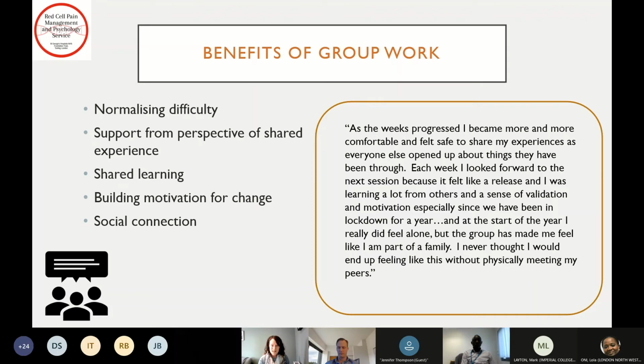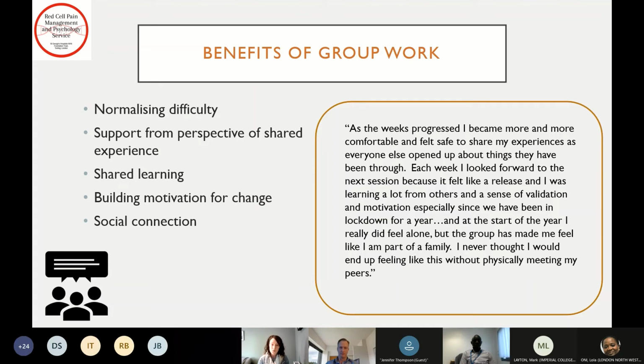We also know that the impact of learning from someone else who shares experience is often more powerful than suggestions made by a professional. So often in a group, people will talk about, oh, that really resonated when that other participant said that they tried that and it was helpful, so I thought I'd give it a try. And so the group effect can be really useful in shared learning and building motivation for change.